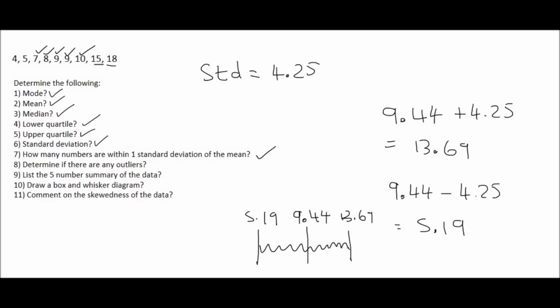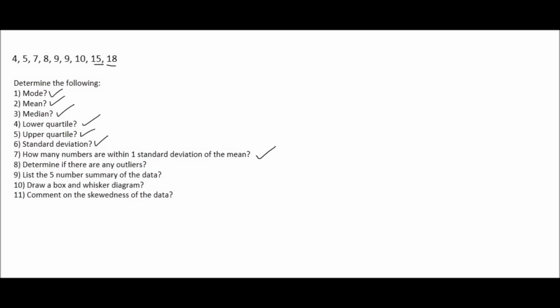If they said 2 standard deviations, then you would add 4.25 to this number, and you would minus another 4.25 from that number, and you would make your boundary even bigger. Determine if there are any outliers. That's number 8. So an outlier is a number that is too small or too big.